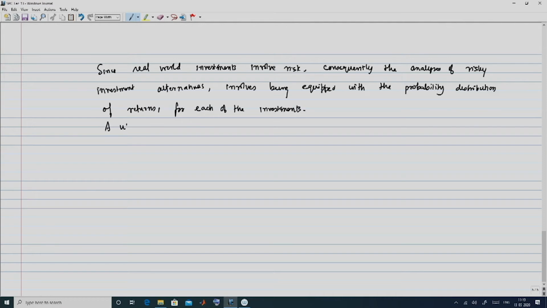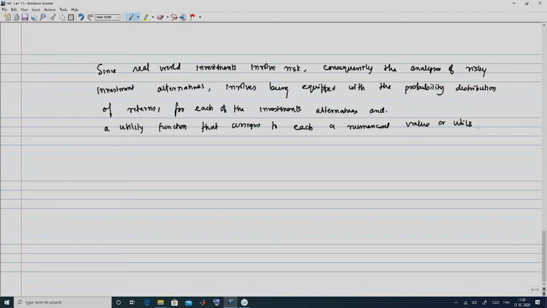So, therefore, each of the investment alternatives, and a utility function that assigns to each of these alternatives a numerical value or utils.